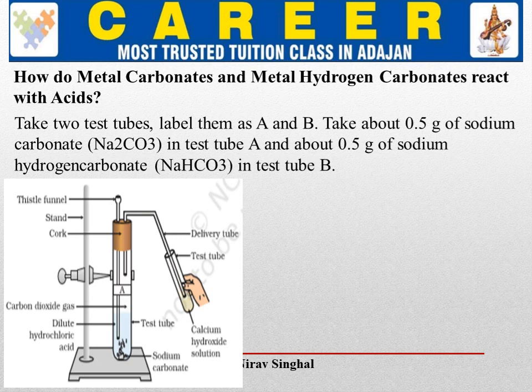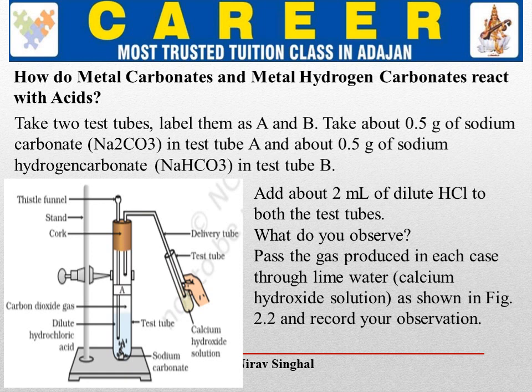Now, as shown in the apparatus, keep test tube A with sodium carbonate on a stand. In that, add dilute hydrochloric acid. The upper portion of the test tube is covered with a stopper, so no gas will escape from the mouth of the test tube. It is connected with a delivery tube to another test tube which contains calcium hydroxide solution. So whatever gas is evolved from the test tube containing sodium carbonate and hydrochloric acid must enter into the next test tube containing calcium hydroxide.